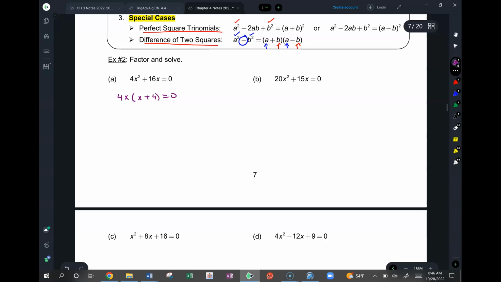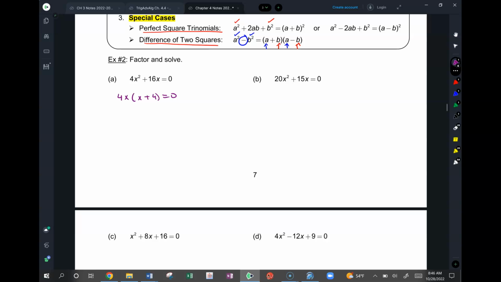And then you check, can I factor any of them further? No. So now this is the zero product property. One thing times another is equal to 0. That's when you can set the first one equal to 0, the second one equal to 0.